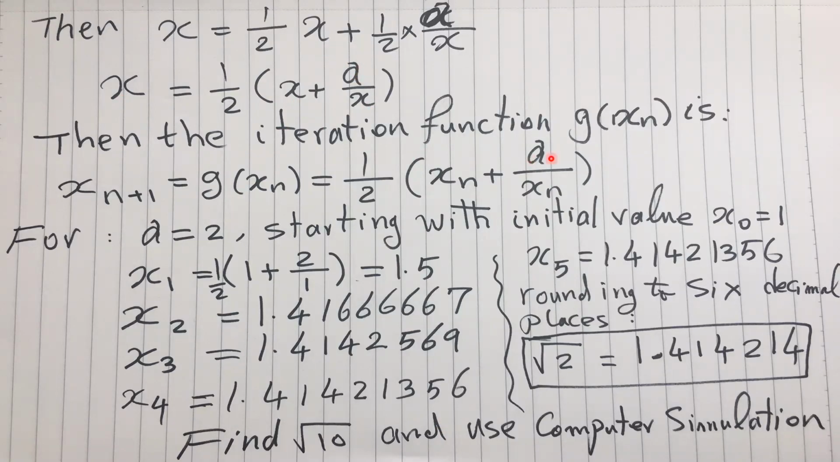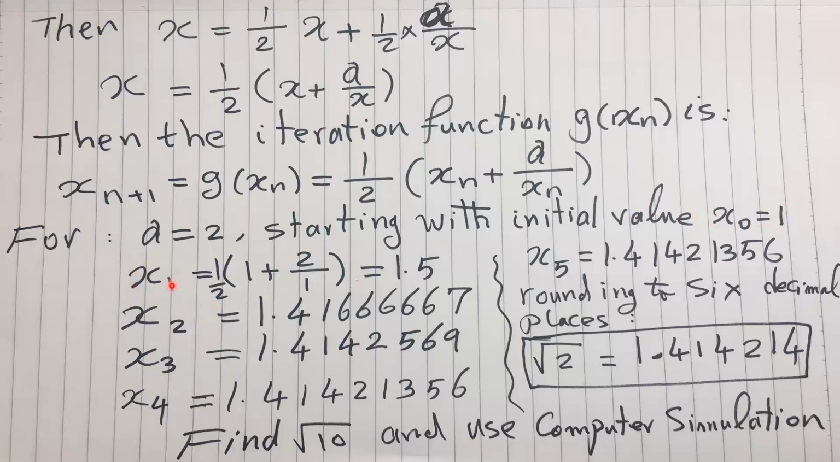So this iteration, we call the function g(x) this. So x_(n+1) is obtained from g(x_n), that is, half of (x_n + a divided by x_n). In this case, let's, for example, put a = 2 and start with an initial value of x_0 = 1. This initial value is very sensitive in order to reach the convergence value.